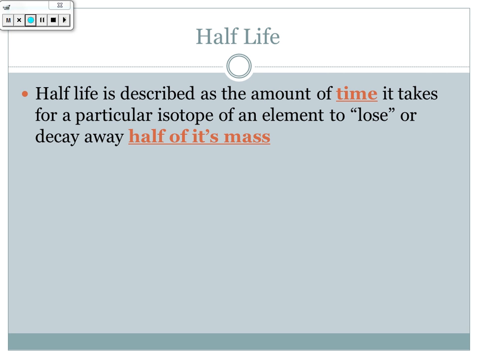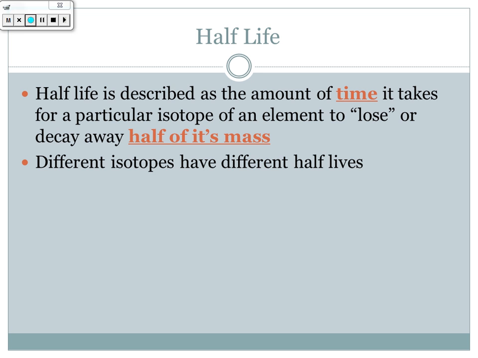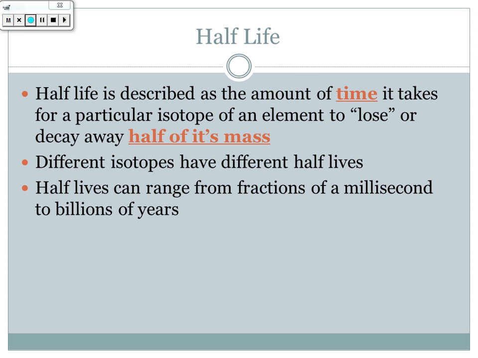But there's always some sort of fraction of the sample remaining. You will always have the sample. It can't decay away forever. It can just decay away towards background. Different isotopes have different half-lives. And so that means different elements have different half-lives, and different isotopes of elements have different half-lives. And half-lives can range from fractions of a millisecond to billions of years.